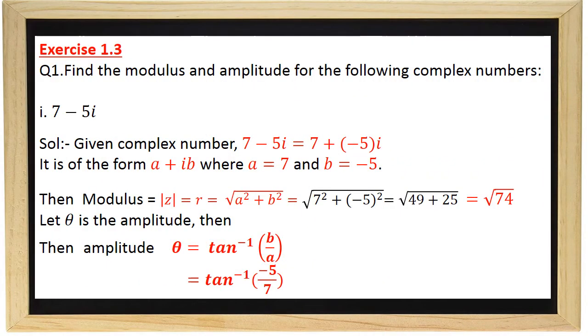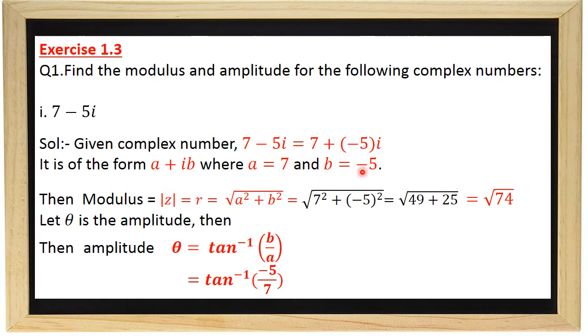Now we will start solving the sums of exercise 1.3. Question number 1. Find the modulus and amplitude for the following complex numbers. First question, 7 minus 5i. We will write the given complex number first, which is of the form a plus ib. So a is 7 here and b is minus 5.